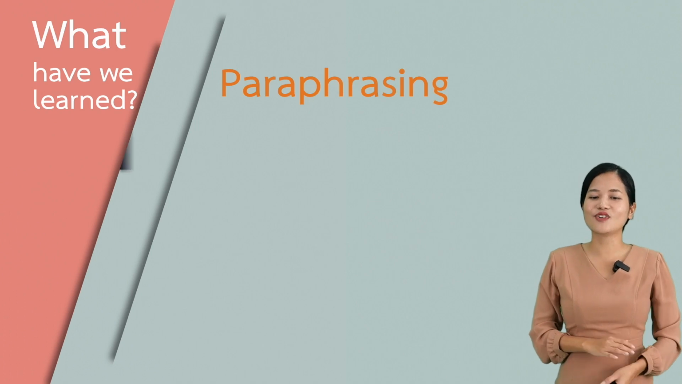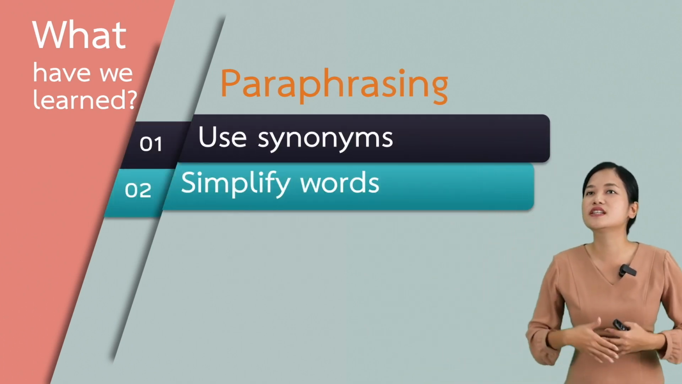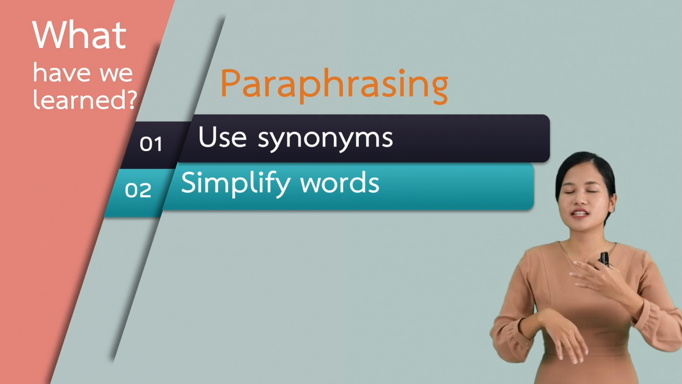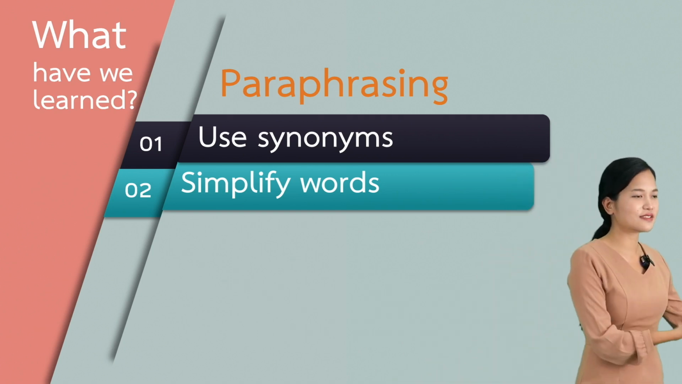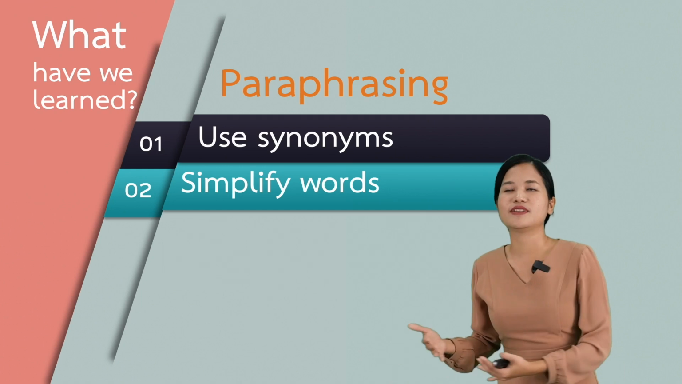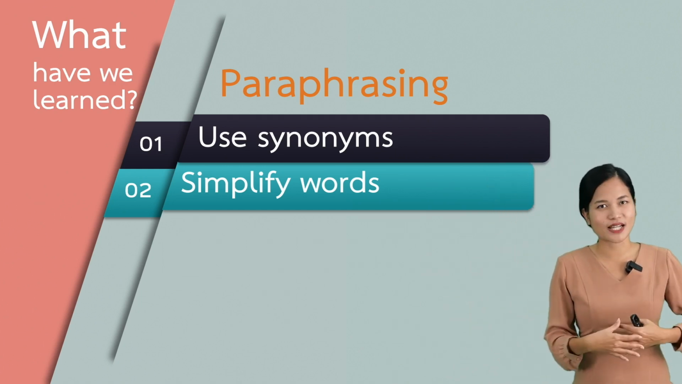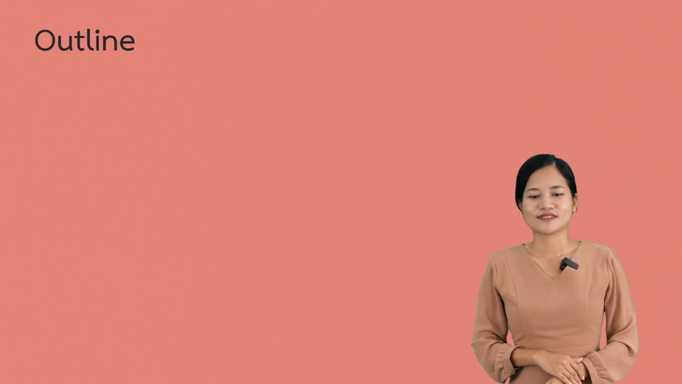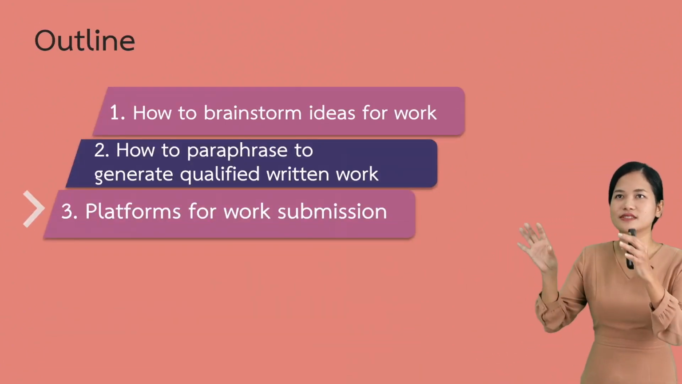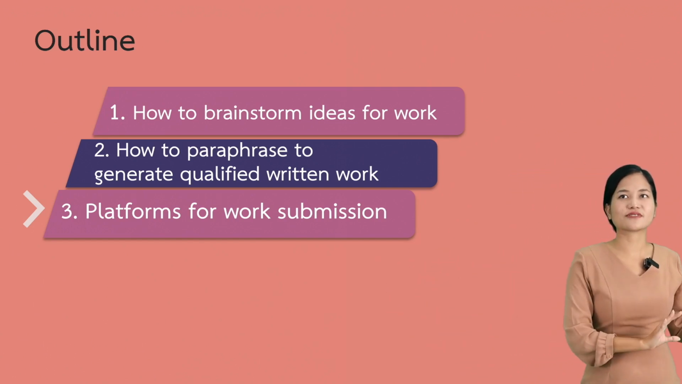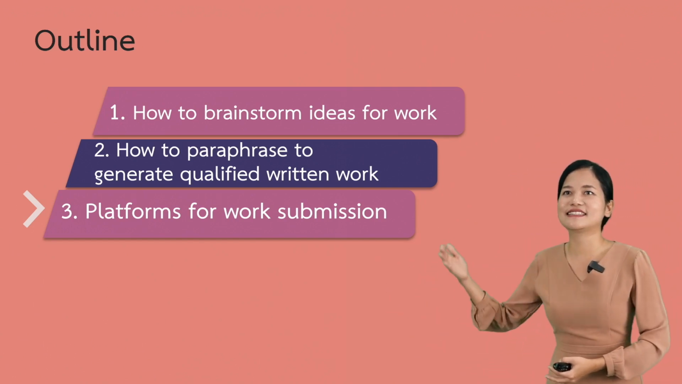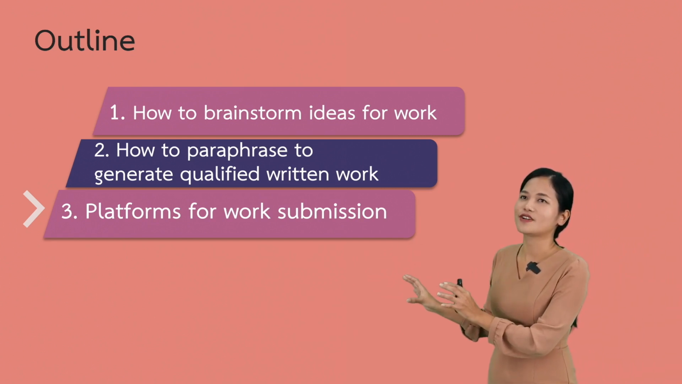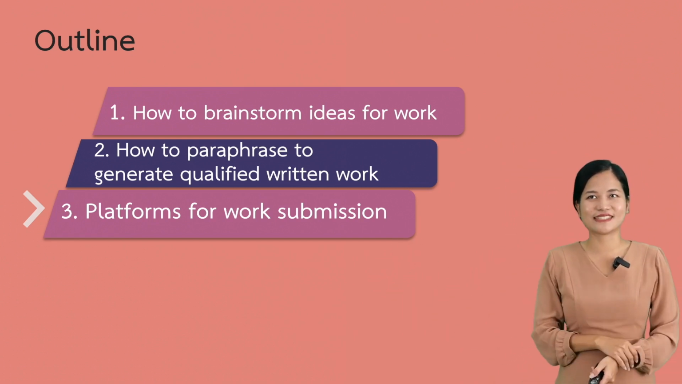Okay, so now I would like to summarize what we have learned so far. Actually, we have learned about paraphrasing, how to use synonyms. What is a synonym? Simplify words. How to generate good written work. And also we have learned about citation at the end of this presentation. We covered how to brainstorm ideas for work, how to paraphrase to generate qualified written work. And then the last one, I'm going to focus on the platform for work submission before we end this presentation completely.